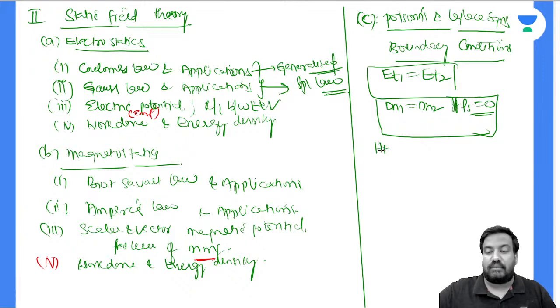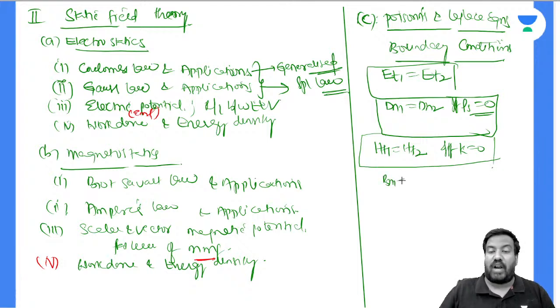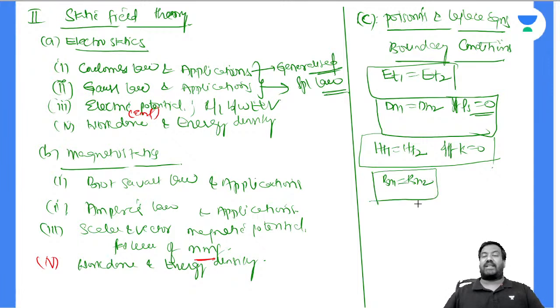The other: Ht1 is equal to Ht2. Tangential component of magnetic field intensity is continuous across the boundary of discontinuity if and only if K is 0, where K is the surface current that is deliberately placed on the boundary. Similarly, we got Bn1 is equal to Bn2. Normal component of magnetic flux density is continuous across the boundary of discontinuity, which is unconditionally continuous.